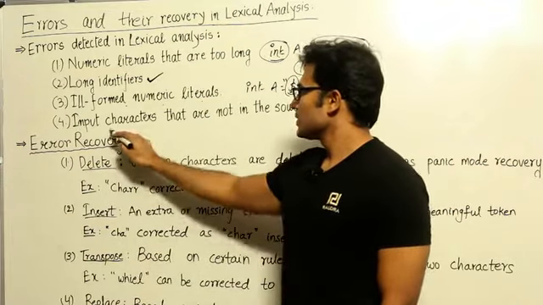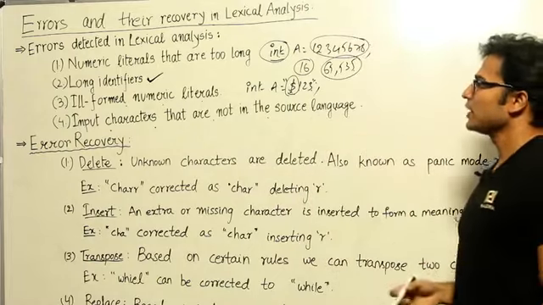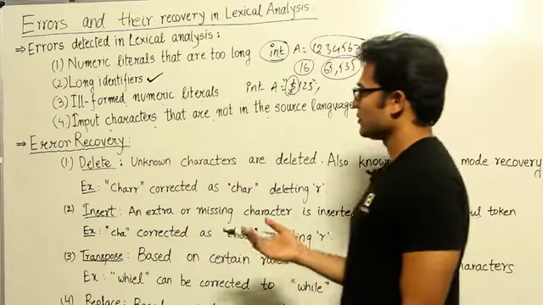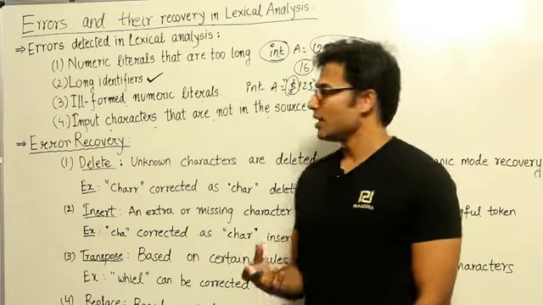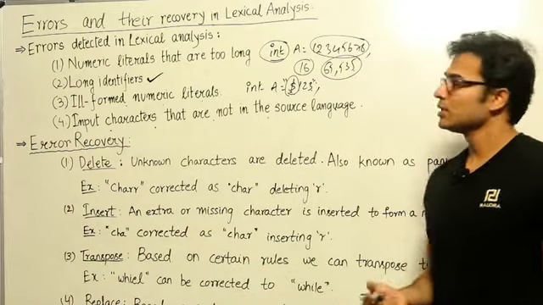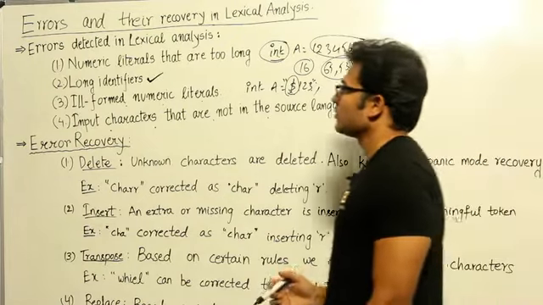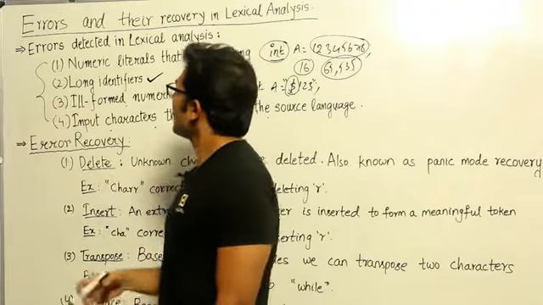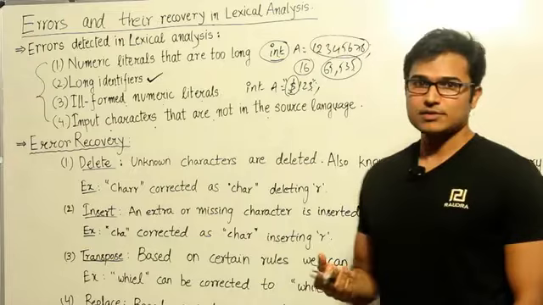And the next one is input characters that are not in the source language. Every language will allow certain characters and will not allow certain others. For example, if you have a C compiler which is written for the English language, and you directly insert a Chinese character into it, it is not going to accept it. So that will also be detected. So these are all the types of errors that will be detected by the lexical analyzer, apart from spelling mistakes, right?